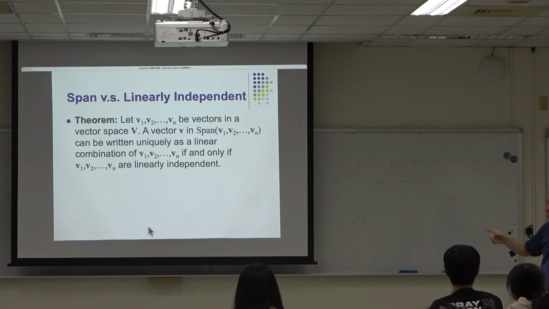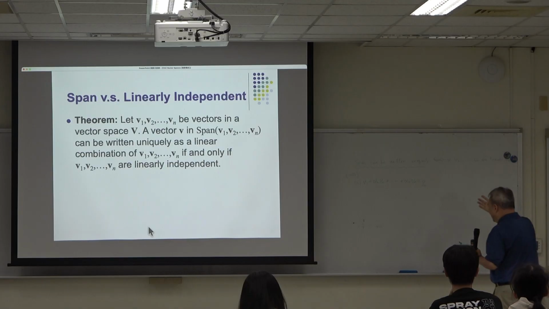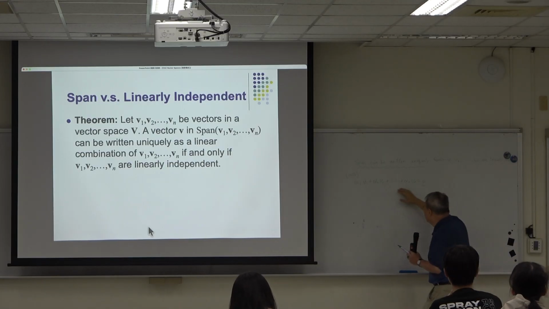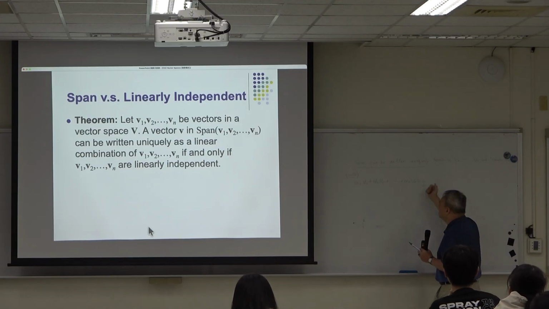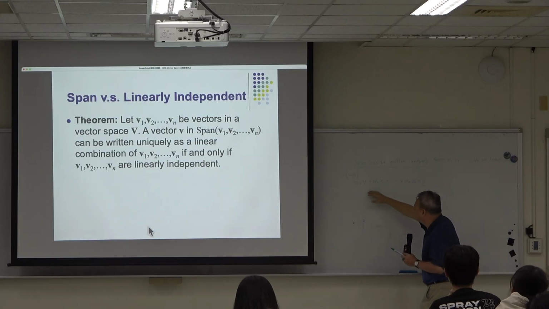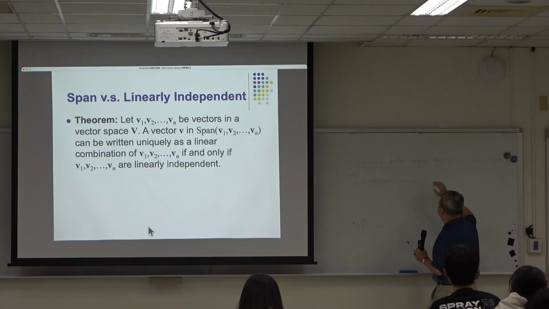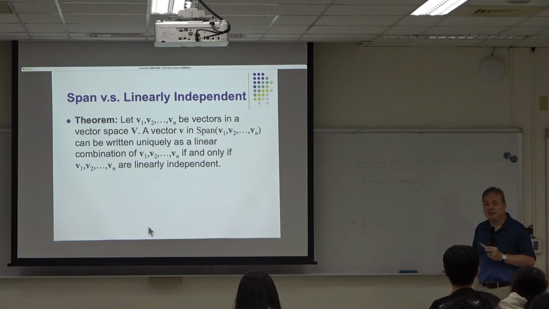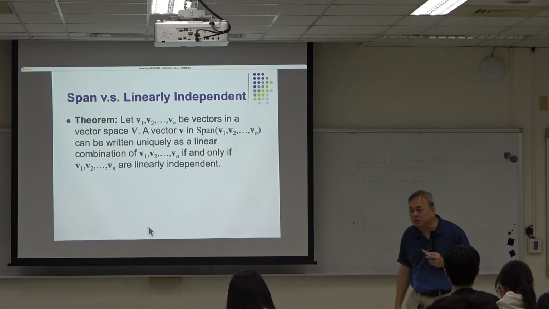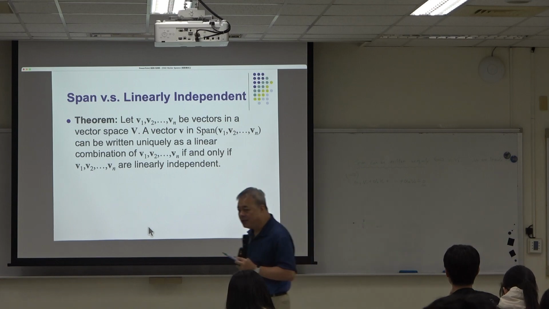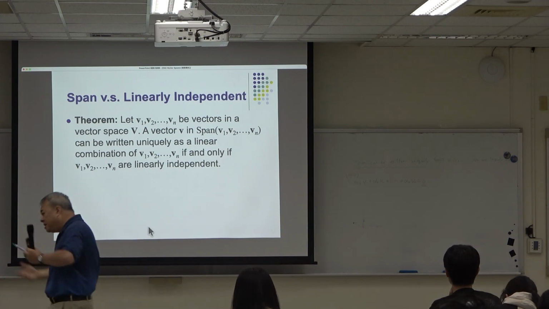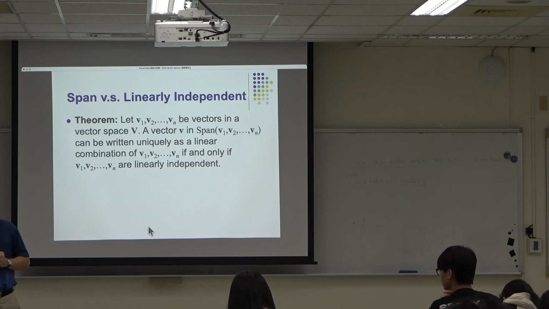And since we said the solution is unique, then alpha i being 0 is the only and unique solution for this one, which would imply your V1 to Vn are linearly independent, right? According to the definition. So it's a given.